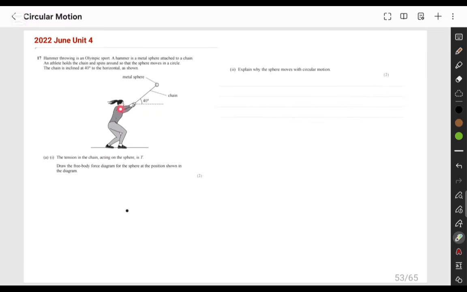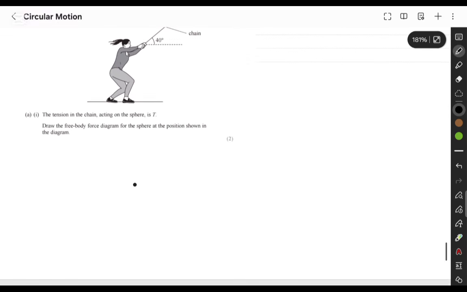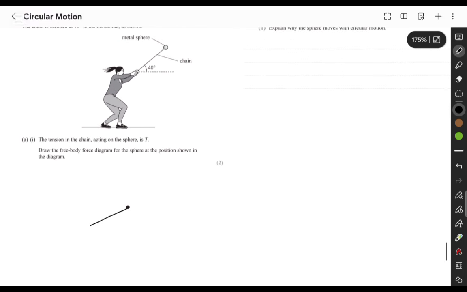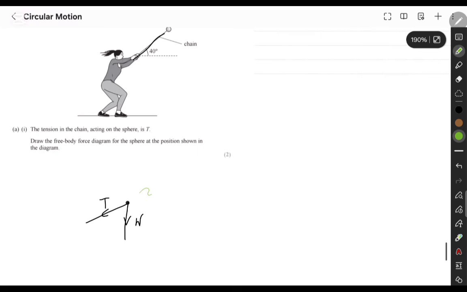Now, I also want us to see this example where we have a circle which is not vertical and not horizontal. It's an inclined circle at an angle. So we've got the metal sphere here, and it has two forces. It has the tension force from the chain, and we've got the weight. So let's find out the resultant force. I'm going to pull this back. This is going to be the resultant force.